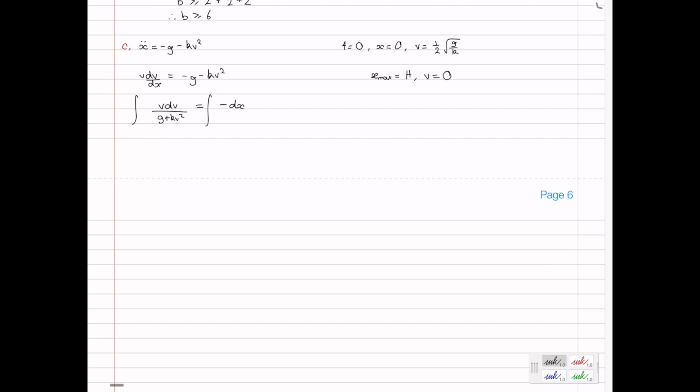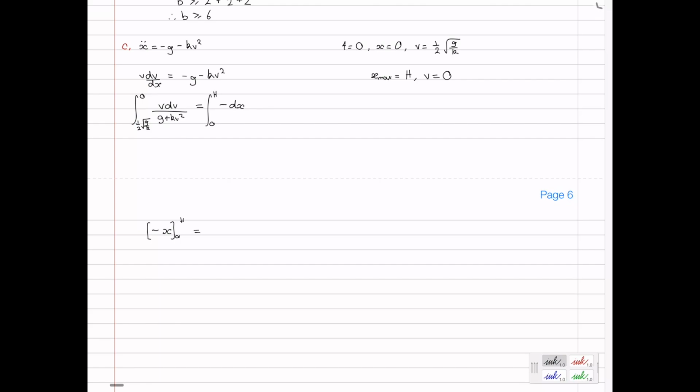So when x is equal to 0, my velocity is the initial velocity, which is 1/2 root g on k. And when x is equal to h, that is at the maximum height, my velocity is equal to 0. Okay, so you can see that these limits need to match up. Now we can go ahead and try to integrate that. So the right hand side is actually just going to be negative x, so I'm going to write that here, negative x, and that's going between 0 and h.